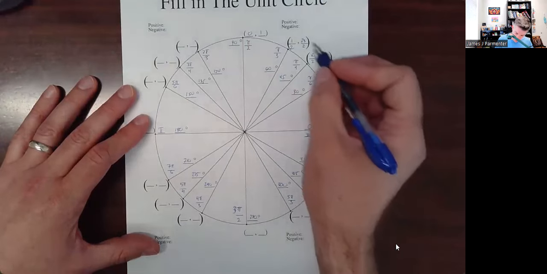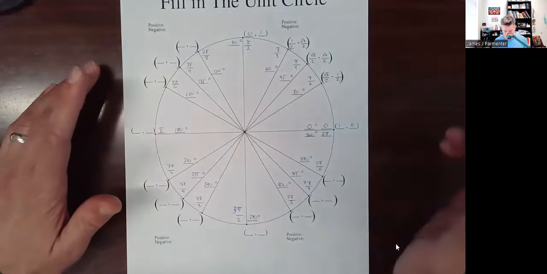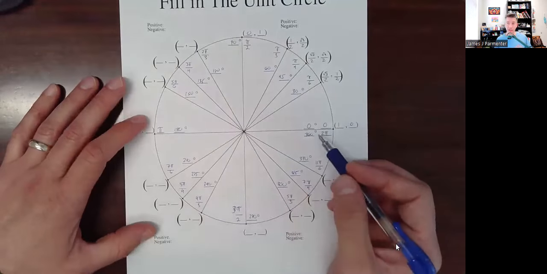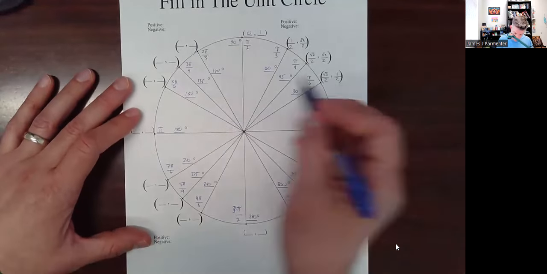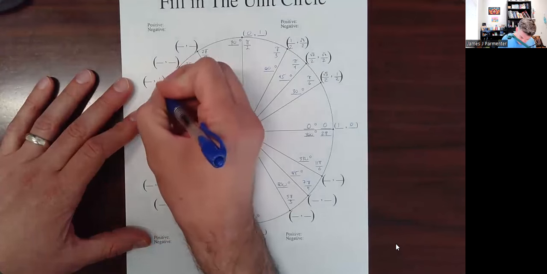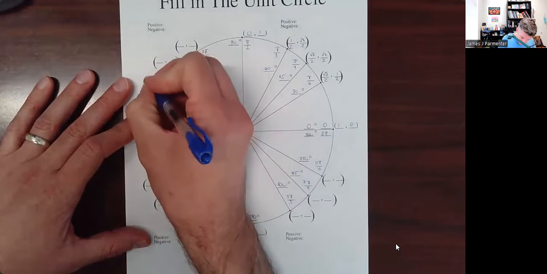0, 1/2, root 2 over 2, root 3 over 2, 1. And I'm going to talk more about that a little bit later. You can keep filling this in this way, or you can use the symmetry and say, okay, this matches up over here. The y values are the same. The x values are now the negative.